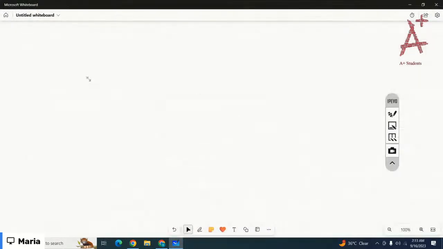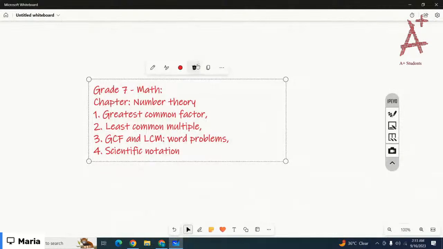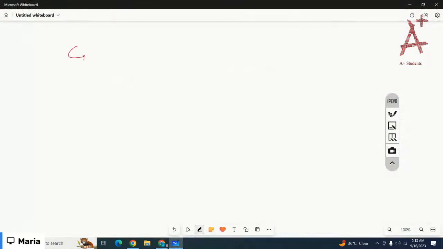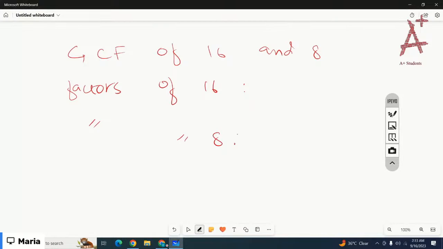Okay, you have to find the greatest common factor of 16 and 8. Let's just write down the factors and find, right? Greatest common factor of 16 and 8. So start writing the factors of 16 and then the factors of 8. Okay, 1 times 16 is 16. 2 times 8 is 16. And 4 times 4 is 16, right? These are all the factors of 16.